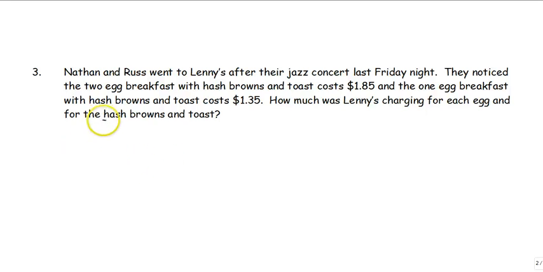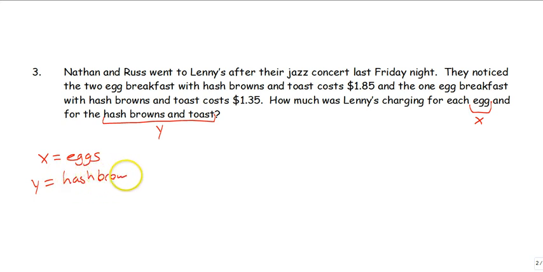Be careful. This hash browns and toast is one thing, so we're going to call that y. Egg we'll call x. Okay, so don't get bogged down with there being three things happening. We do not have three variables here. x is our eggs, y is our hash browns and toast. So now, again, whenever we're doing these problems, guys, you could always pause the video real quick to see if you can set up the word problem first. So why don't you do that now, and then I'm going to set it up ourselves.